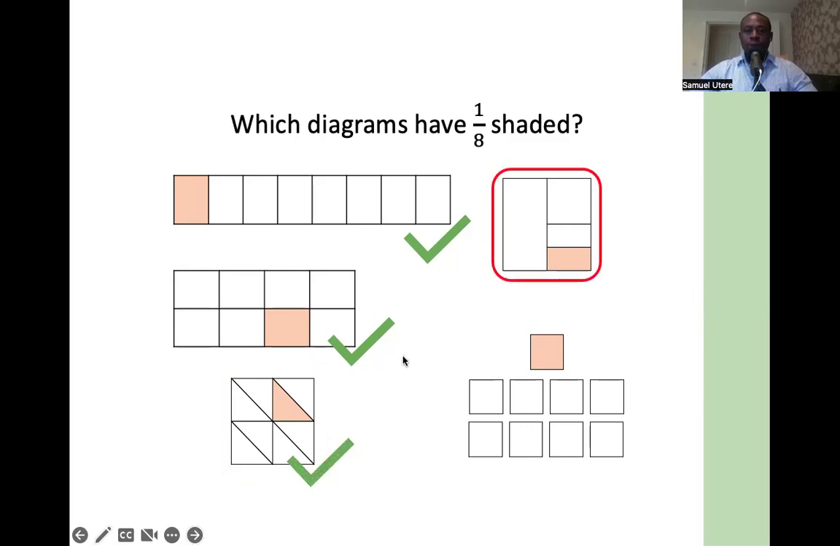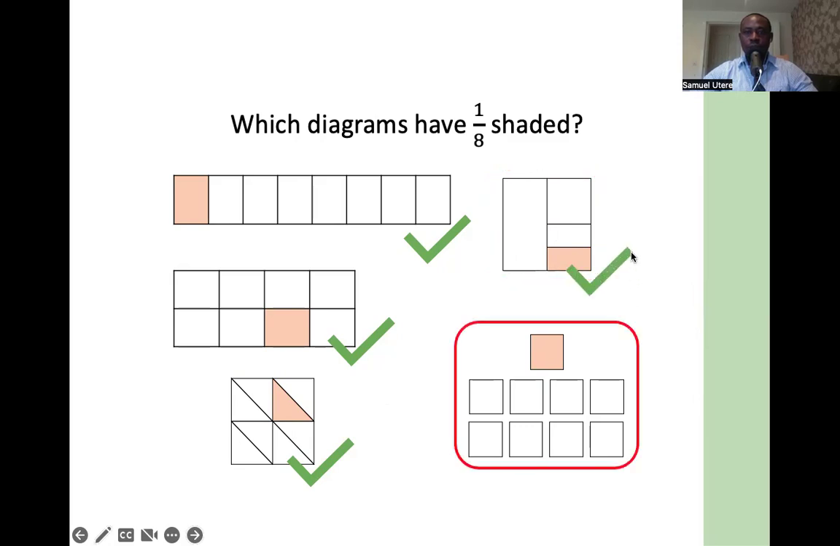What about this one? Notice that this part here is a half. So it's a half of this square. Notice that the other part is a half. But this horizontal line has split this half into 2 equal parts. So it means this bit here, a half of a half, is a quarter. So this bit here is a quarter.